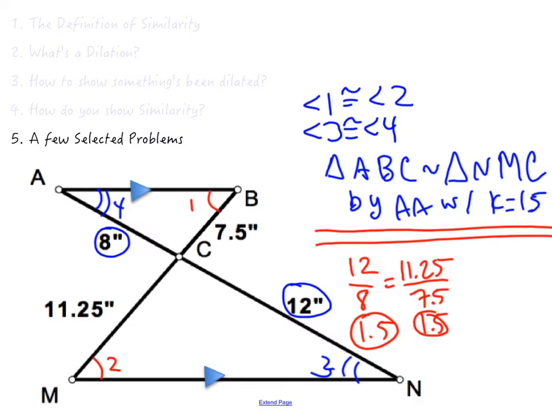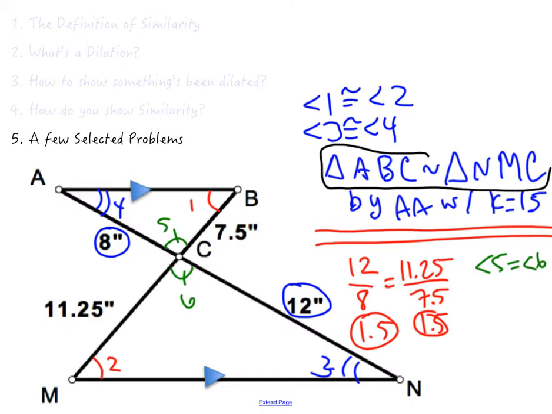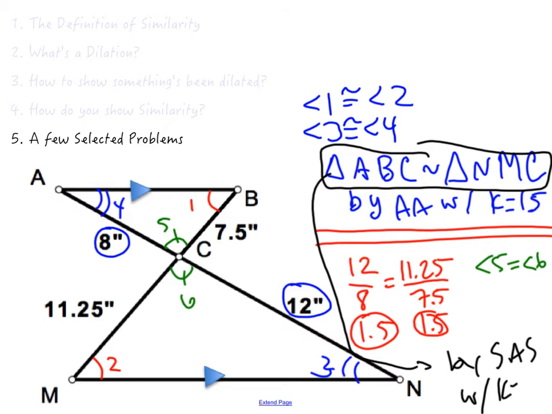Then, I don't know, what if we take a vertical angle in the middle? So, call that angle 5 and angle 6. Well, if we know angle 5 is congruent to angle 6, and we have ratios on either side, that's exciting to me. So, I can use the same congruency statement here, but in this case it would be by side angle side with K equal to 1.5. Correct. Which is kind of the beauty of having shortcuts, right? So we have a lot more options than we normally should have. Next.